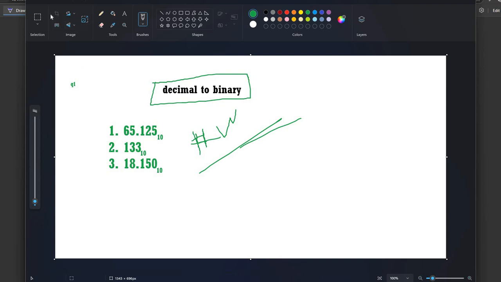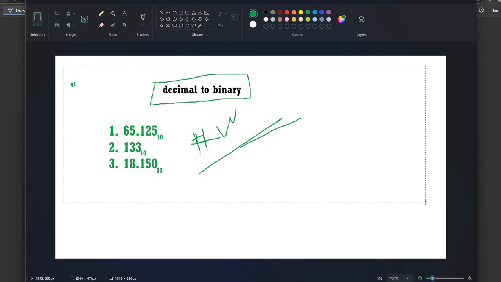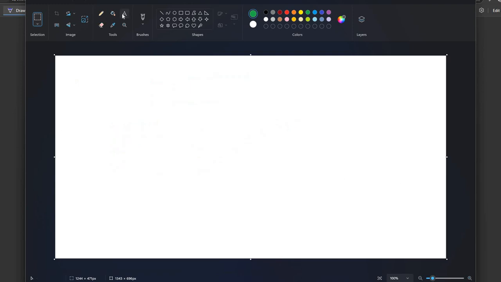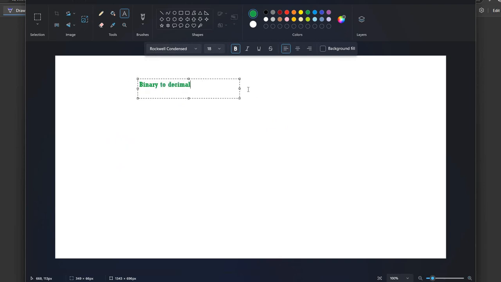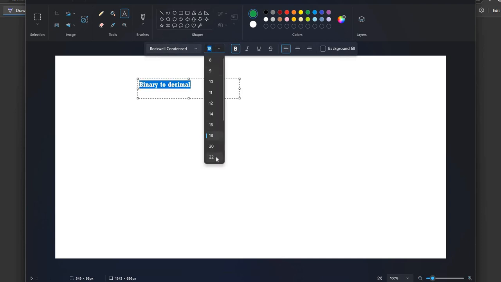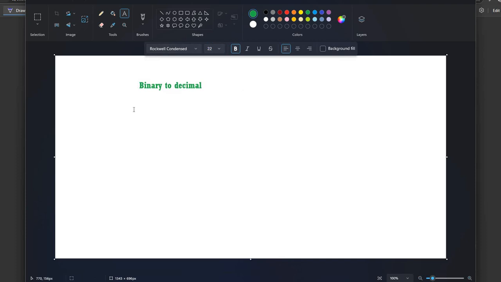Now we will try to convert binary to decimal. In order to convert binary to decimal, what you have to do? Suppose we have a binary number, 101101.